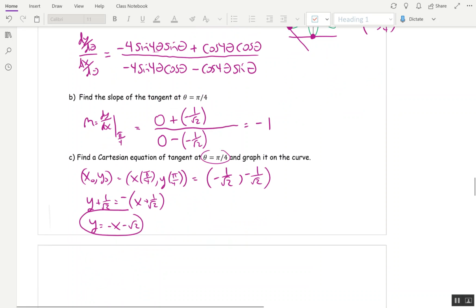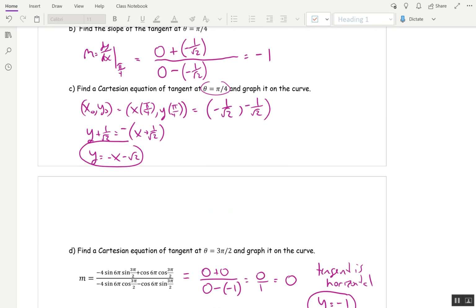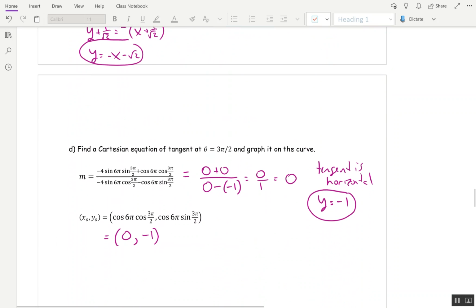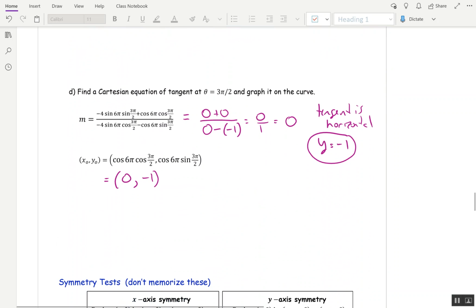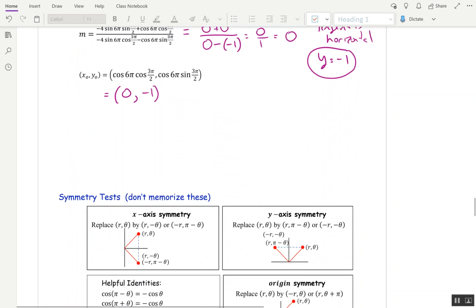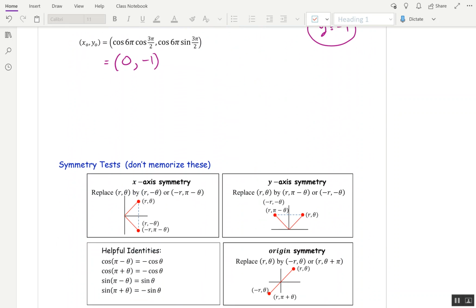All right, we'll do some more of these in the section 11.4 part 2 lecture notes, but pretty much you now know all the content of 11.4. Here are your symmetry tests, but you don't memorize them and actually don't use them. Use the graph to determine symmetry.